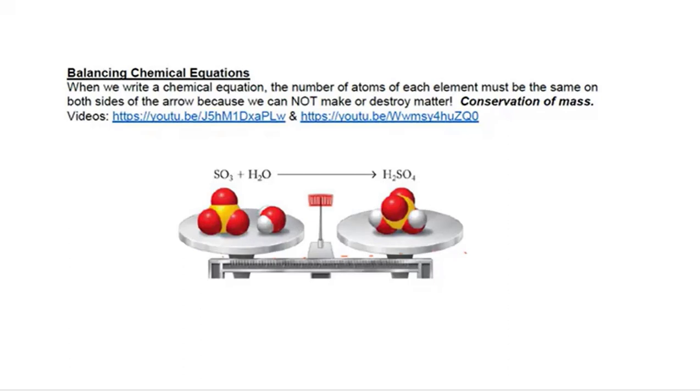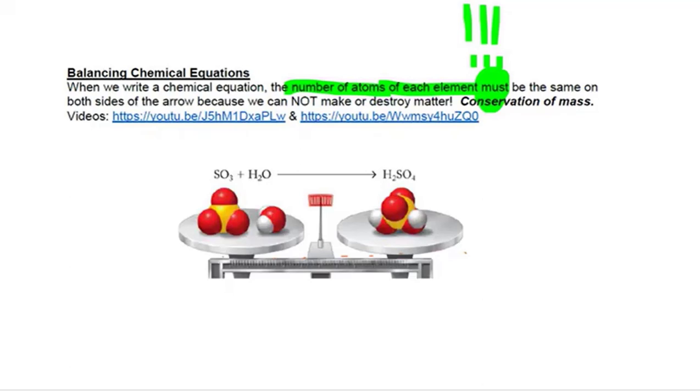So when we write a chemical equation, the number of atoms of each element must, exclamation points, must be the same on both sides of the arrow because we cannot create or destroy matter. That's our conservation of mass, or our conservation of matter.